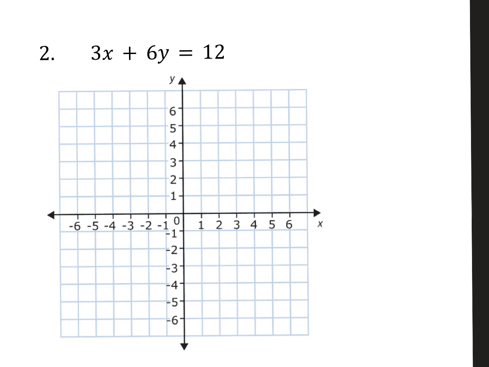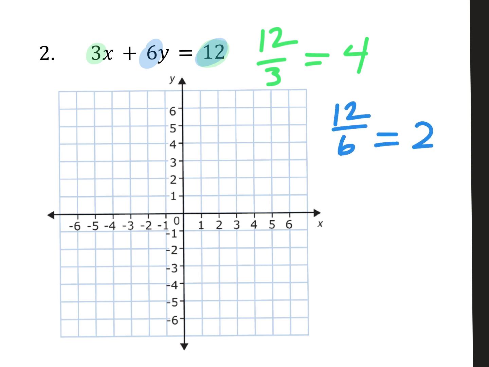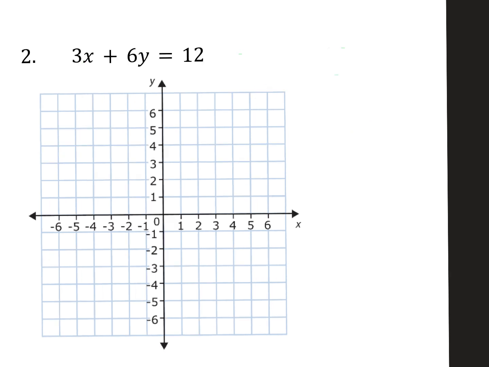Hey mathematicians, so in this example, as opposed to the previous one, you can graph this one by intercepts pretty easily. And the reason that you can is because 12 divided by 3 turns out to be a whole number, and 12 divided by 6 also turns out to be a whole number. So it makes it really easy to graph by intercepts that way. So think about what an intercept actually means.